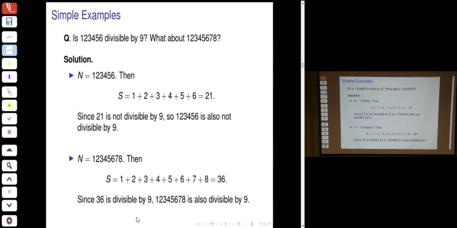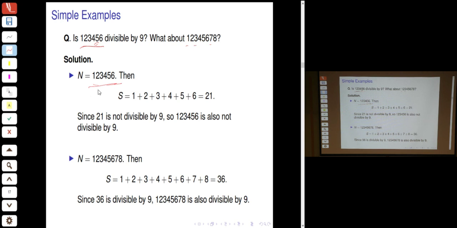Okay. So, here are some simple examples. Previously we studied whether 123456 was divisible by n, and the answer was no. Now, the question is: is 123456 divisible by 9? We have added a 5. And what about 12345678? Well, now we have an easy criterion.